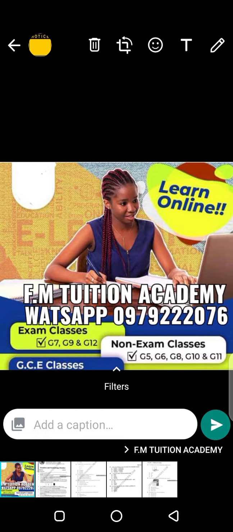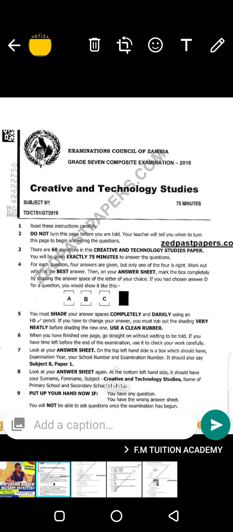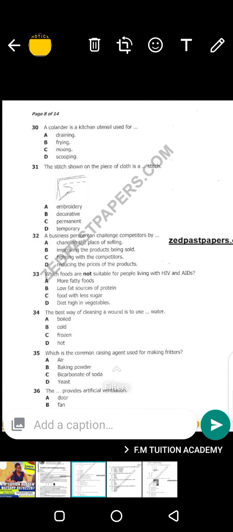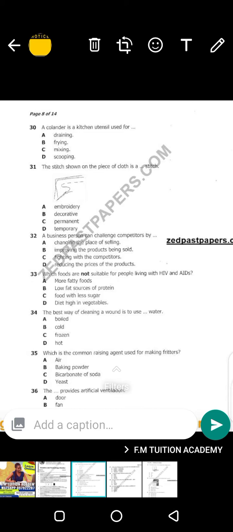But right now, what we are centering on today is things for primary level. Okay, so this is a grade 7 past paper. As you can see, it is CTS, Creative and Technology Studies. Okay, question 1. A colander is a kitchen utensil used for. What is a colander used for?